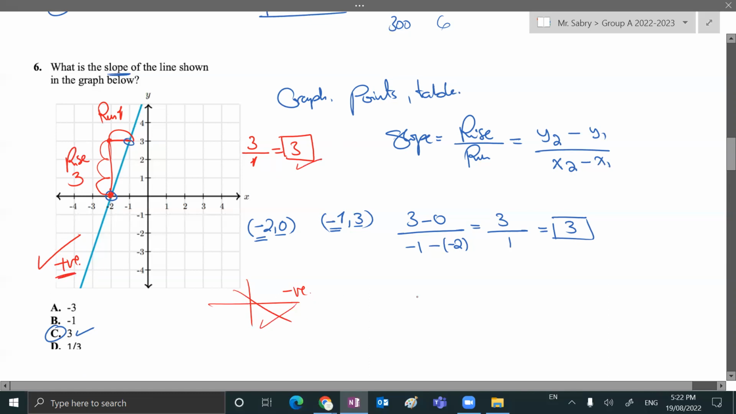But if I have a question like this one, and I have this and that, and I started to count the rise over run, and I found that the rise here is 2, and the run here is 3, I'm not going to say that the slope is 2 over 3. I have to check first whether it's positive or negative. So apparently it's negative, so the slope will become negative 2 over 3.